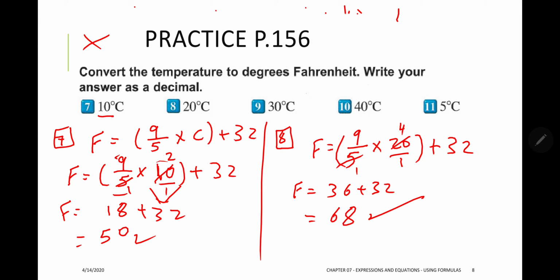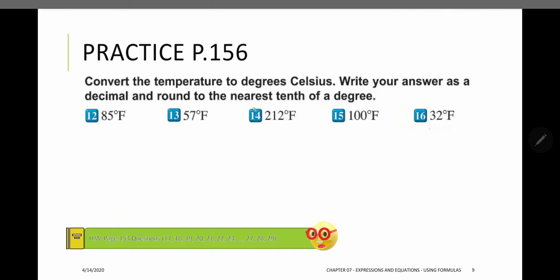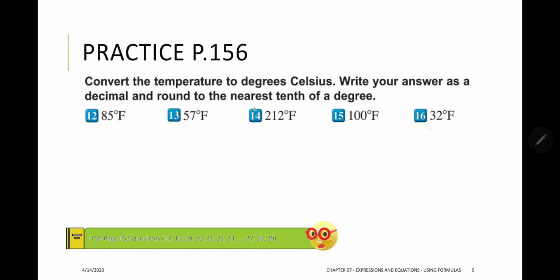Now, the other type is different. Okay, we have Fahrenheit. We want to change it to Celsius. So if you remember the equation, or you can get back to it to find the result. Okay, you have C is equal to 5 over 9 multiply F minus 32. Okay, so that's the formula. You can use that formula.